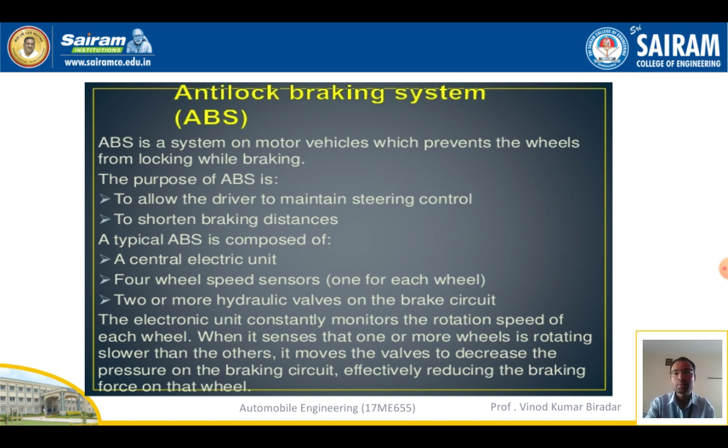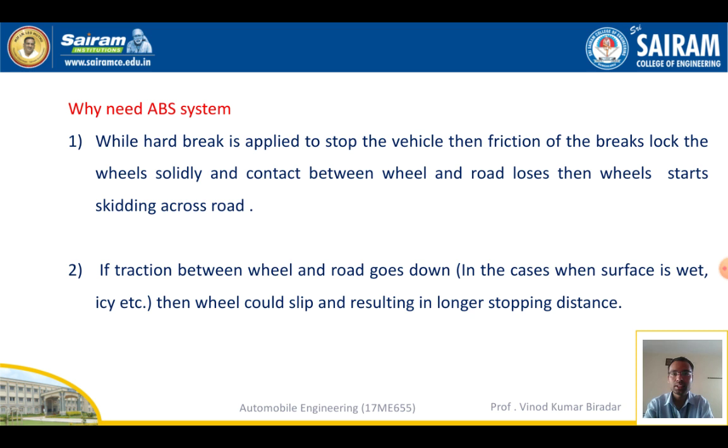What is the purpose of using the anti-lock braking system? The main purpose is to allow the driver to maintain steering control in a smooth way and to shorten the braking distance, so that within a short period we can stop the vehicle. It is composed of a central electronic unit, four speed sensors, and two or more hydraulic valves on the brake circuit. So four sensors are used, along with one electronic component and one hydraulic control unit, and a motor cylinder is connected. Those are the main components of the anti-lock braking system.